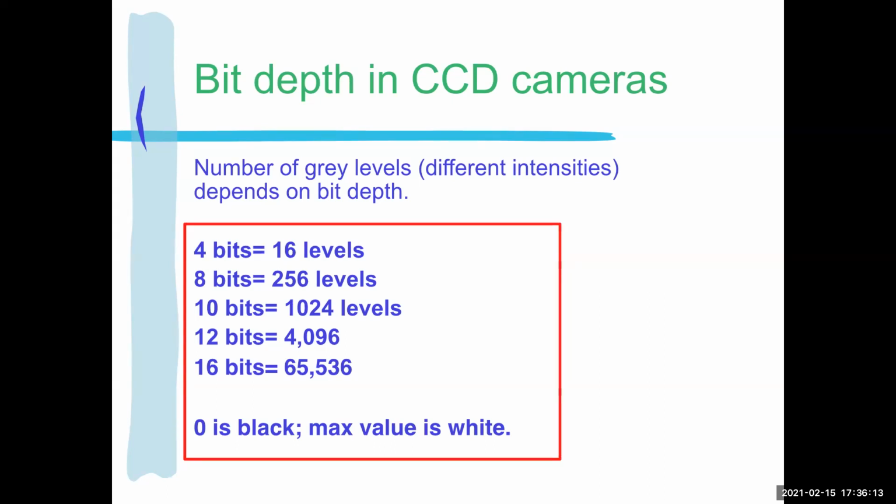And again, the price of a camera is going to vary from $5,000 for a 12-bit camera up to the 16-bit ones, which are in the tens of thousands of dollars.